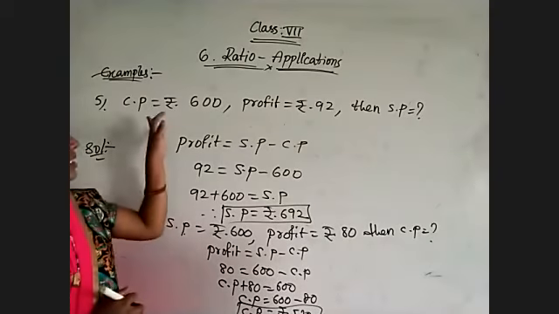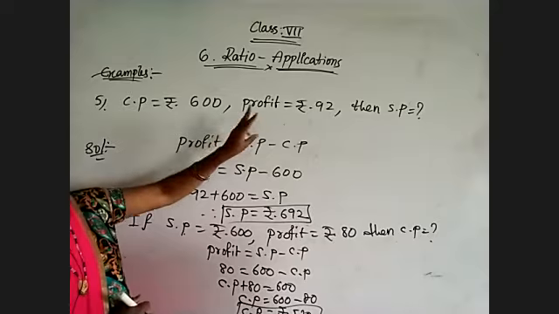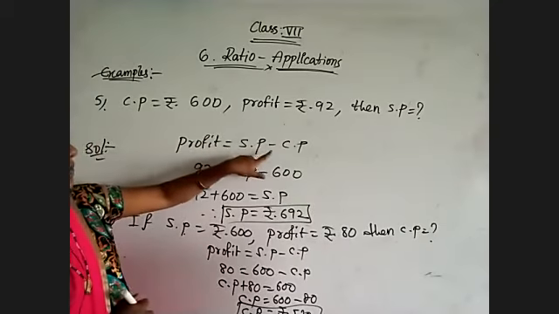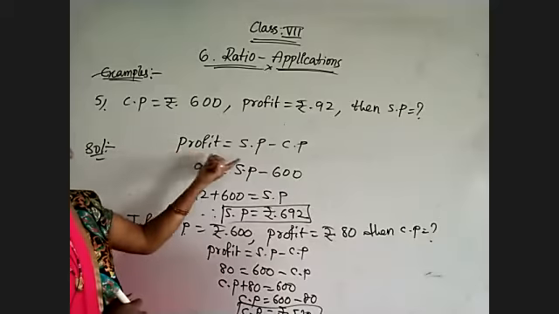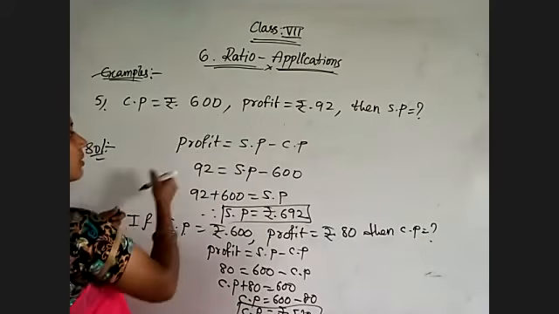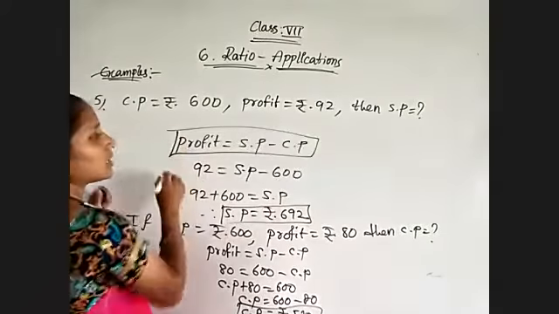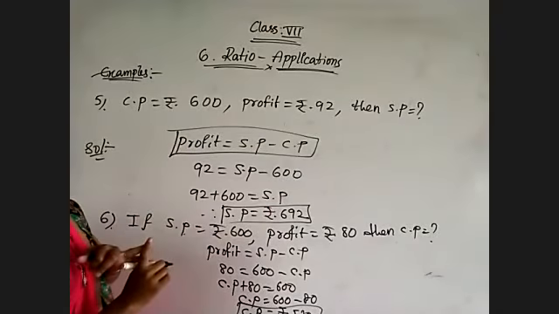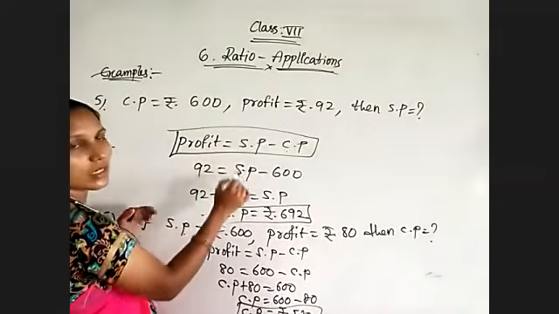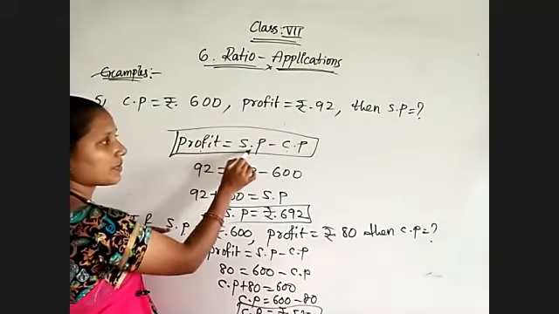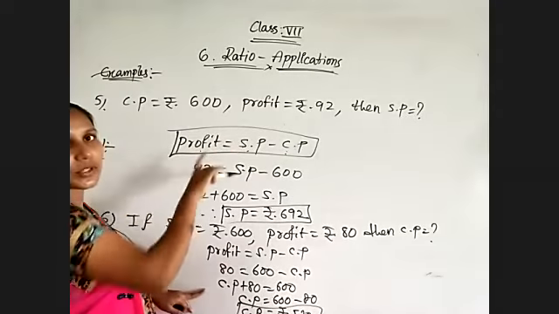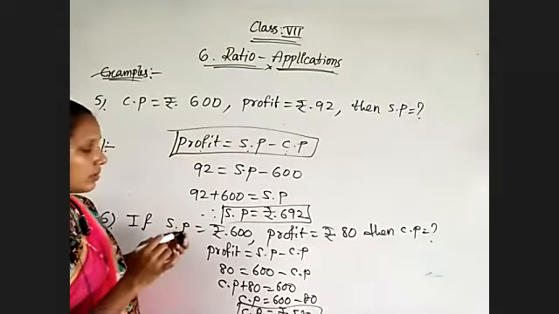So whenever CP, SP and profit, these three terms are given, if profit is missing, then find SP minus CP, by using the formula profit equal to SP minus CP. By using the same formula, whichever two values they give: if they give SP and CP, we can find profit by using this. If they give profit and SP, we need to find CP in this way. Just use the same formula, substitute the given values. That's it.